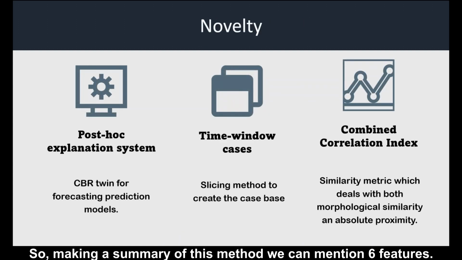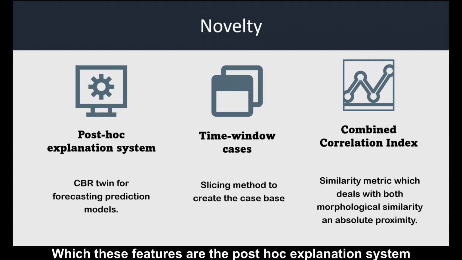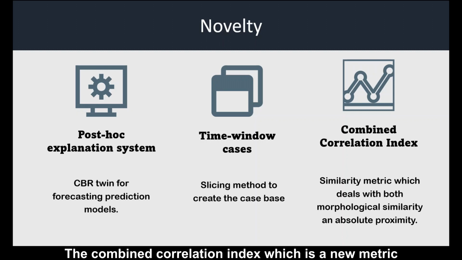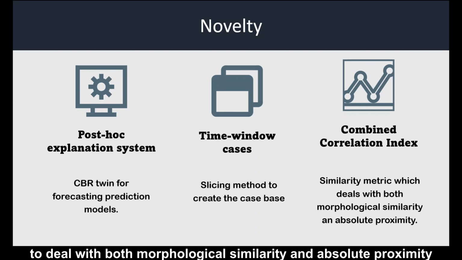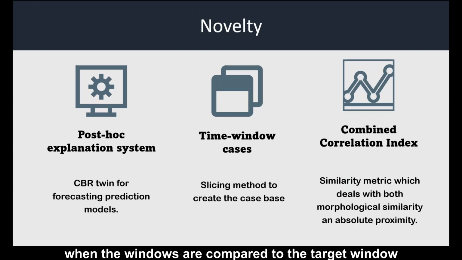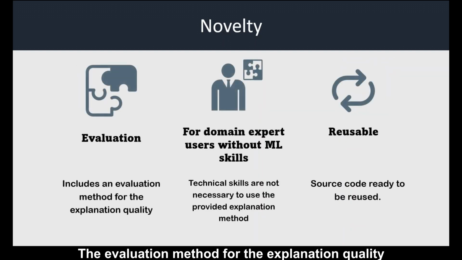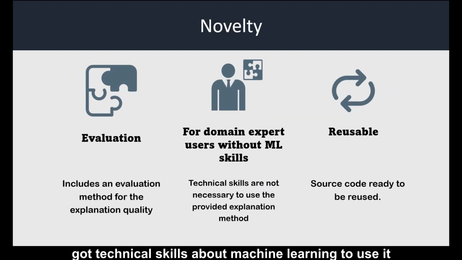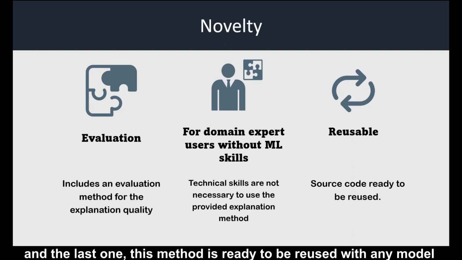So, making a summary of this method, we can mention six features. These features are the post hoc explanation system, the way to get the time window case base based on the size, the combined correlation index, which is a new metric to deal with both morphological similarity and absolute proximity when the windows are compared to the target window, the evaluation method for the explanation quality, and notice that the method doesn't need anyone to have technical skills about machine learning to use it, and the last one, this method is ready to be reused with any model.